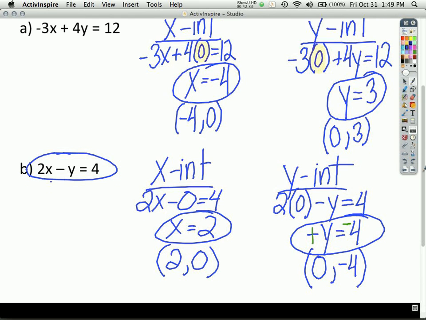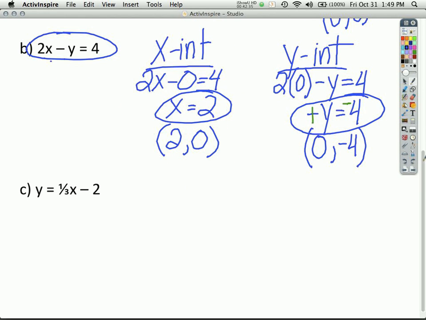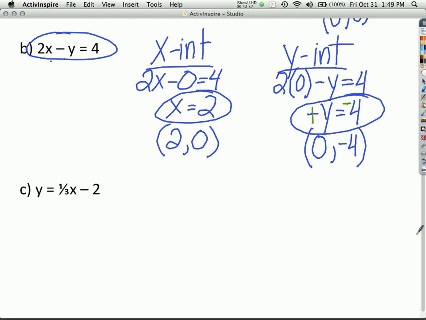But what happens if it's not in standard form? Let's see. Part C, y equals 1/3 x minus 2. I wonder if we can still do it. Let's try. Find the x-intercept. What do we do to find the x-intercept? What action must we take? Tristan? We have to go to... Not the y-intercept, no.